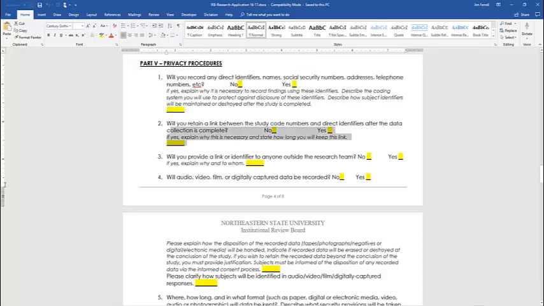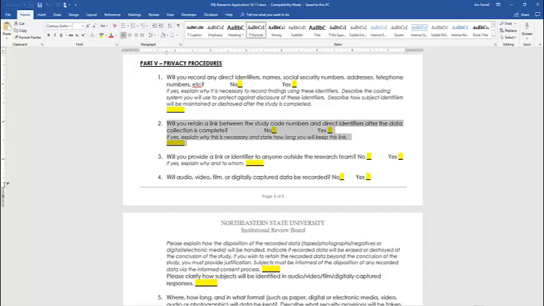Question 2 comes into play. Will you retain a link between the study code numbers and direct identifiers after the data collection is complete? What quite often happens is the researchers will say that it's a confidential study, they know who's going to participate. This is especially true in qualitative studies where there are structured interviews or semi-structured interviews, and they use pseudonyms. So obviously they know who participated in the interviews.